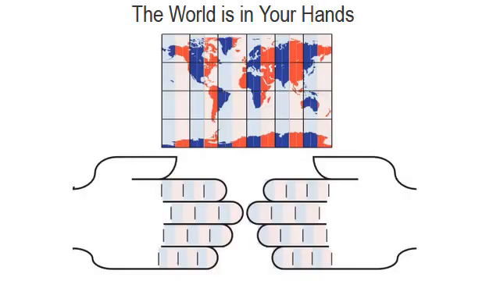The manual map puts the world in your hands. When you can accurately communicate with others about the world, you can work together to make it a better place.